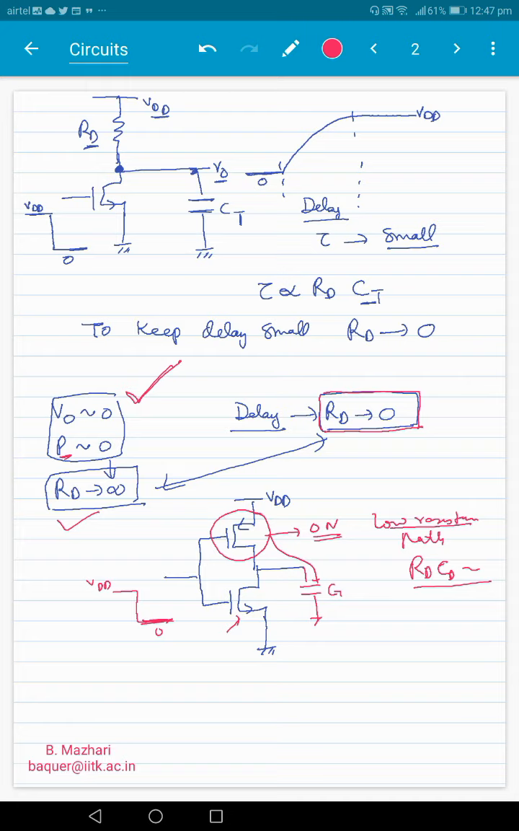If we did not use a PMOS, if we used a fixed resistance, then it can be either high or low, and therefore it would not satisfy both the requirements. So that is what makes the CMOS inverter almost like a perfect inverter.